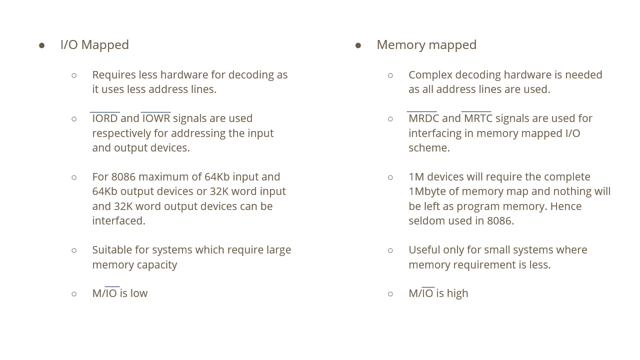Now, in the IO mapped, as we said, because the devices are treated as IO devices itself, the M/IO bar pin is always a logical low. And in the case of memory mapped IO, the devices are treated as memory locations, and because of this reason, the M/IO bar pin should be at a logical high.